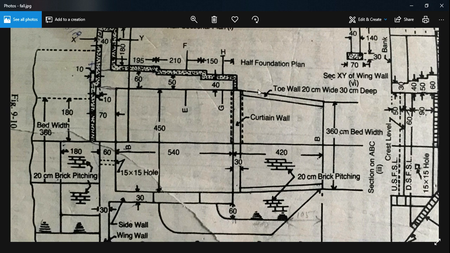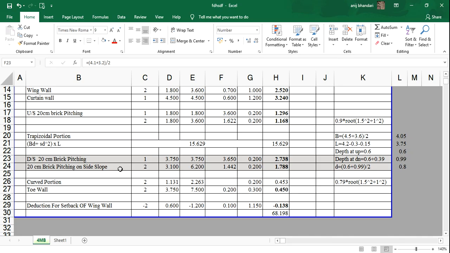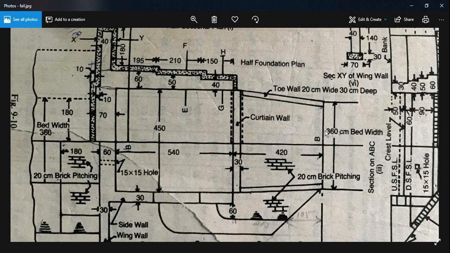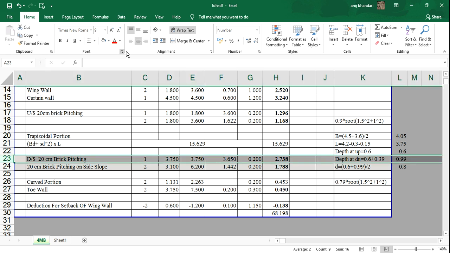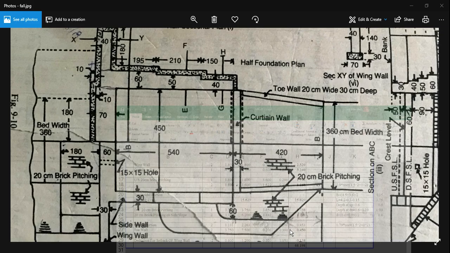So to take the breadth we need to take the average distance between this portion and this portion, that is 4.5 minus the width of the toe walls on both sides. That is 4.5 minus 20 centimeter wide, 20 centimeter wide on the other side, that is 40. 4.5 minus 0.4 is 4.1, and here similarly 3.6 minus 0.4 is 3.2. So that is what my average width is. And for the brick pitching of 20 centimeter, the depth is 20 centimeter. So with this I completed brick pitching at this portion.